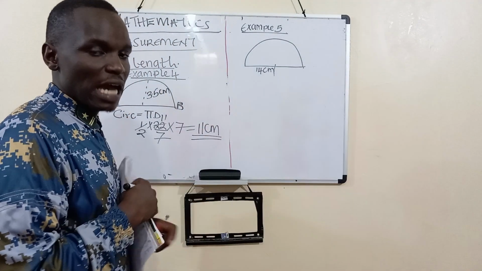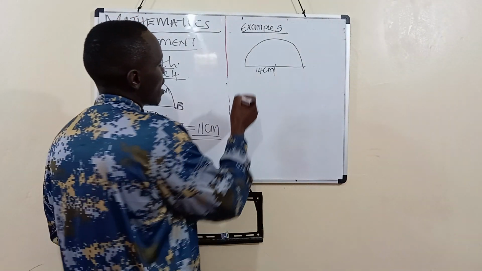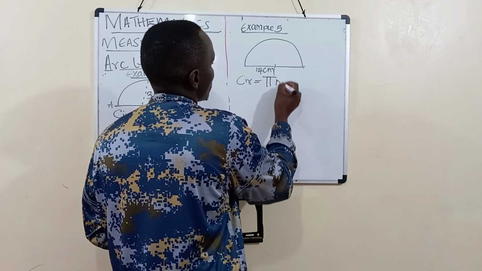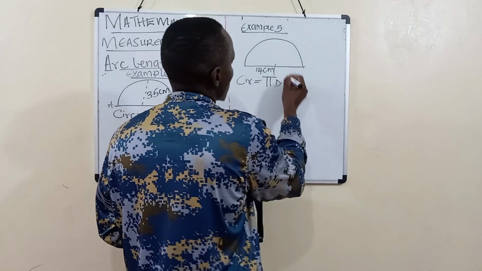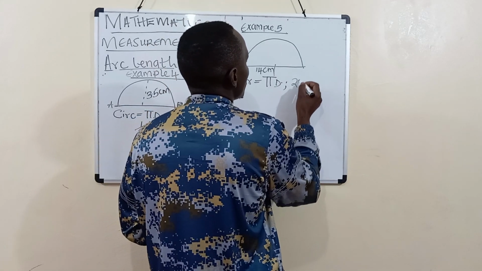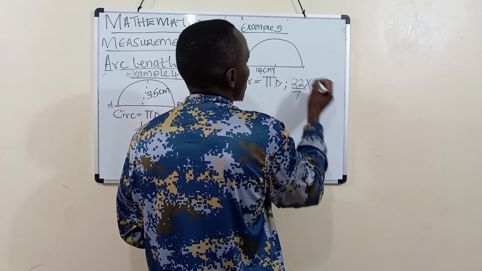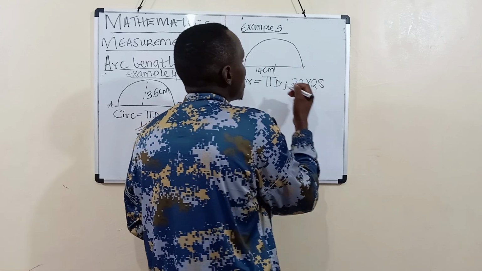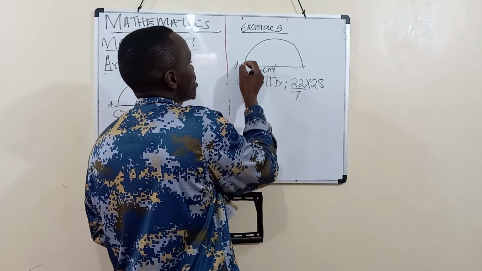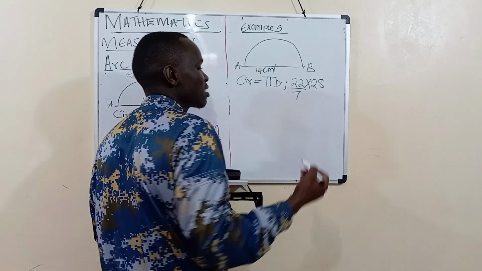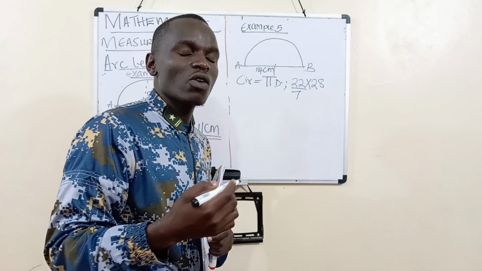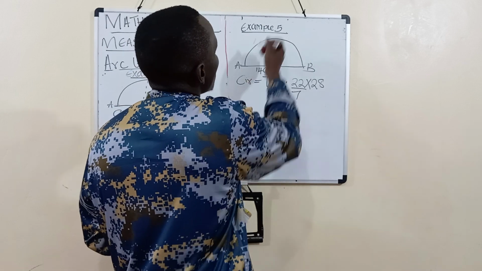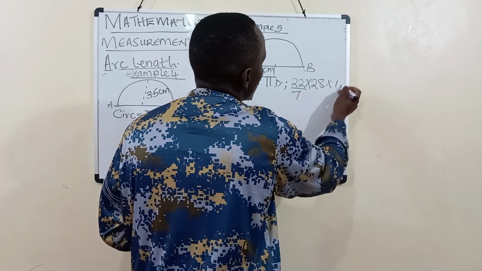Again, when you want to get the arc length, first of all, we know that the circumference is given by pi d. So to get the circumference in this case, we are going to have 22 over 7 multiplied by the diameter, which is 28. But again, this one is a semicircle. For the arc length, the distance from A to B, remember we said that an arc is a fraction of the circumference. The fraction in this case is half the circle, so we multiply by a half.